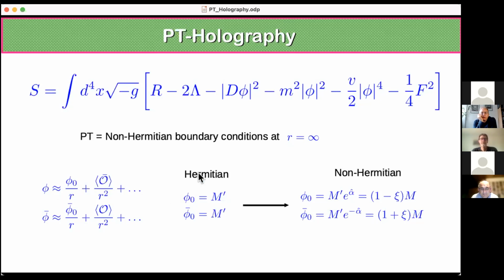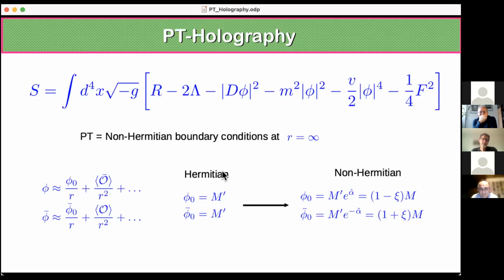So in Hermitian theory, I would demand that the phi and the phi bar, so this is a complex scalar field, which is gauged and transforms, it's gauged under this gauge field. So this is a covariant derivative with a gauge field, which has its own action, f squared here. So since this is a complex scalar field, I can just choose the usual boundary conditions of phi naught being some value, m. It's basically like our mass term for a Dirac fermion, and phi bar being the same one, right? So they have to be complex conjugate to each other.